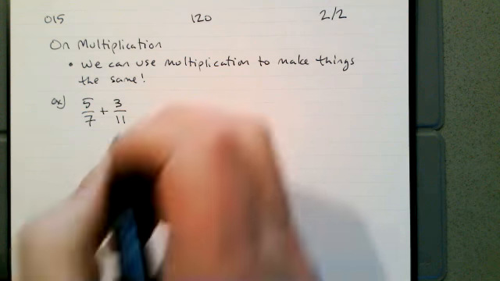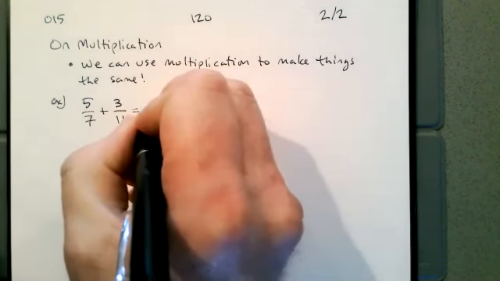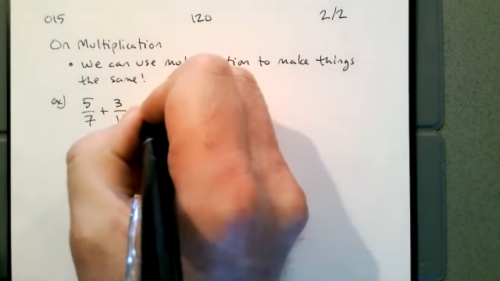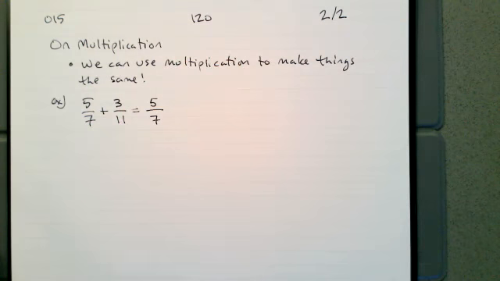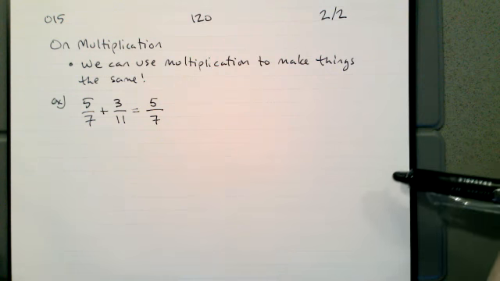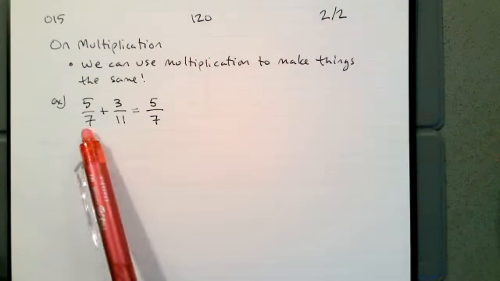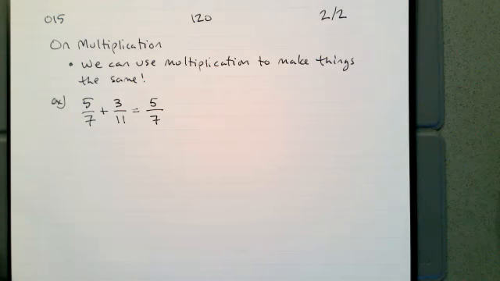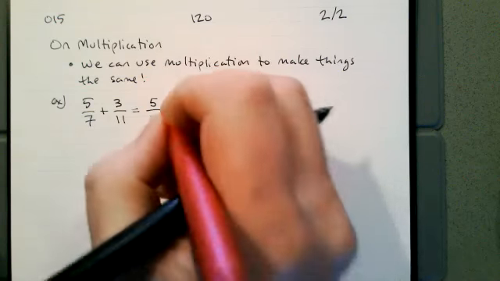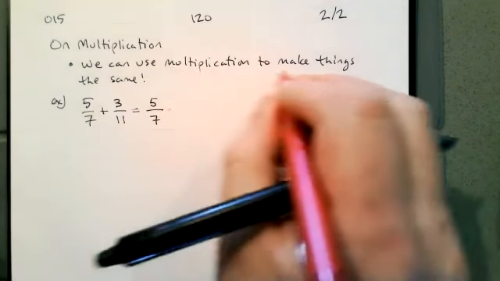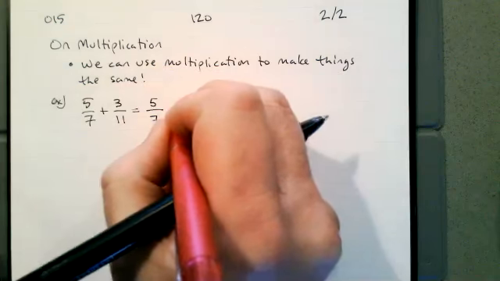What we want to do is that old trick of getting a common denominator. And it's one of our favorite math tricks. We're going to multiply each of these fractions by 1, but a very specific version of 1. I'm going to turn both denominators into 77. That's going to be our common denominator. And to get to a common denominator, we use multiplication, because we can use multiplication to make things the same.